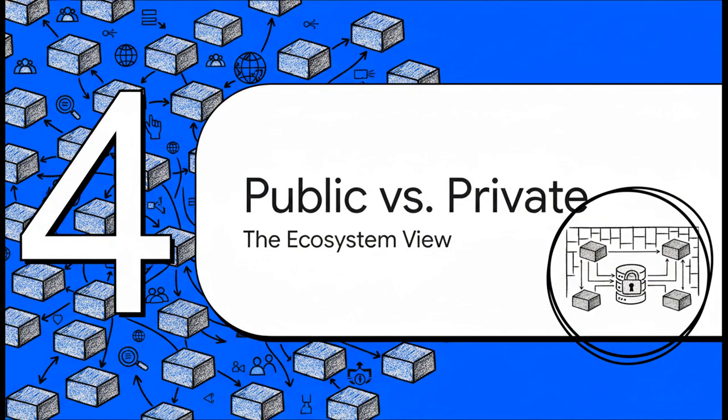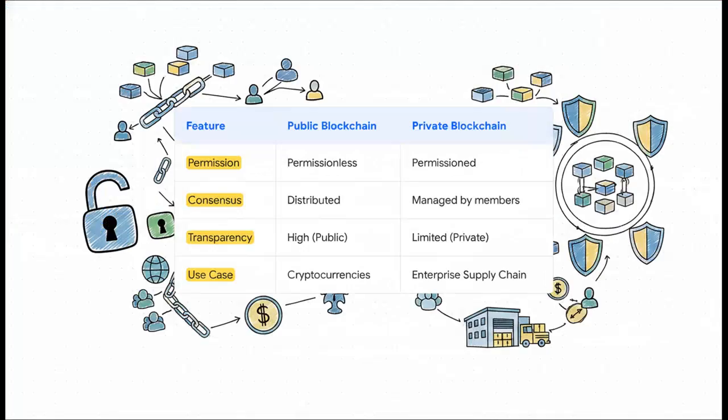Okay, deep breath. Let's zoom back out. We know how the blocks are built. We know how they're linked. Now let's talk about the two main environments they live in, public networks and private networks. The difference really boils down to one word, permission. A public blockchain like Bitcoin or Ethereum is permissionless. Anyone can join, anyone can participate. A private blockchain, though, is permissioned. You need an invitation.